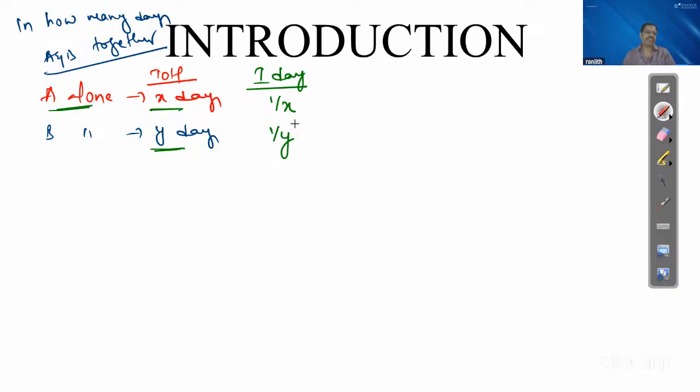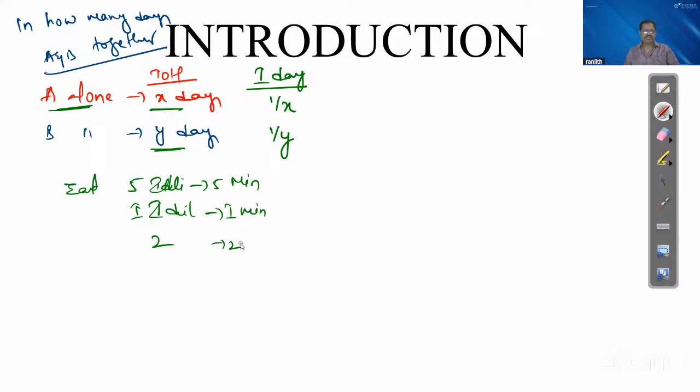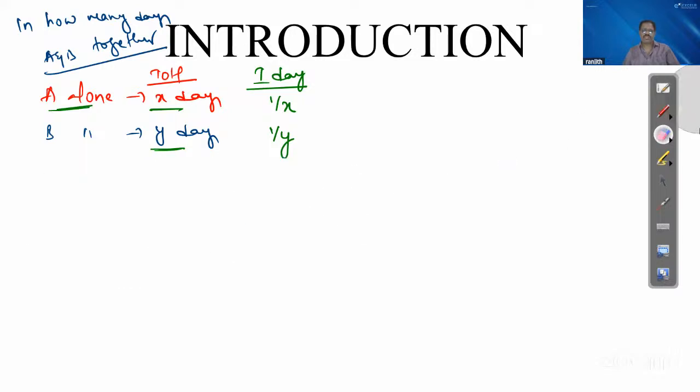Just imagine a person can eat 5 idlis in 5 minutes. Now one idli he can eat in 1 minute. So what about two idlis? 2 minutes. The same way, total 5 idlis in 5 minutes, one idli will be equal to 1 minute. So what is the fraction? 1 by 5, and 2 by 5. Two idlis will be equal to 2 by 5. Same concept we are seeing here.